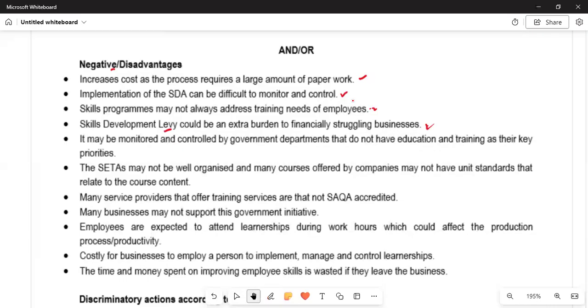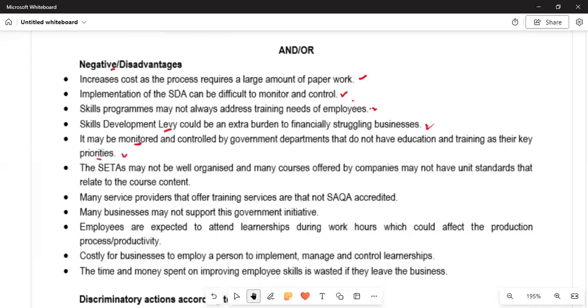It may be monitored and controlled by government departments that do not have education and training as their key priorities. You'll find that those people in the government who are given the responsibility to monitor and control this do not see training as their key priority. So that will make a problem when we are trying to make this act effective.